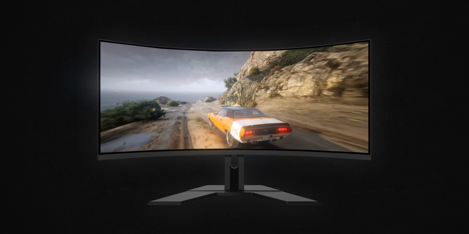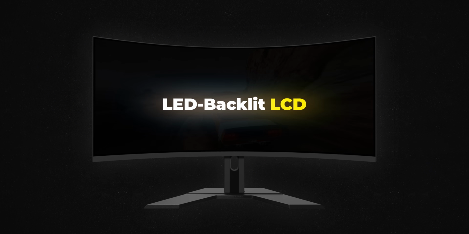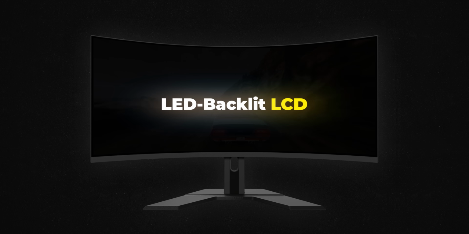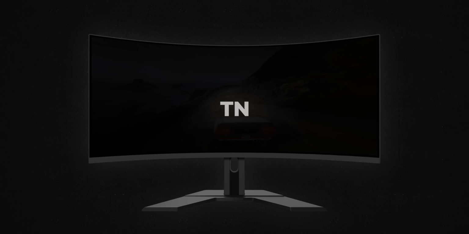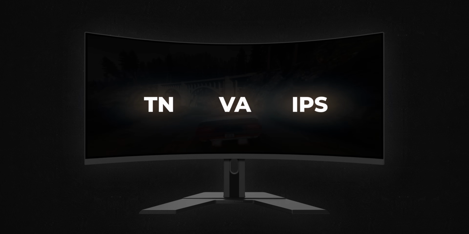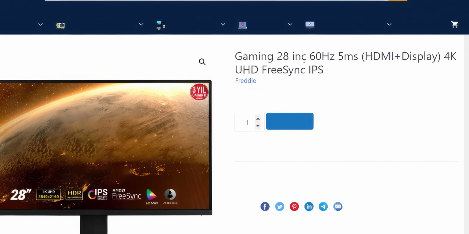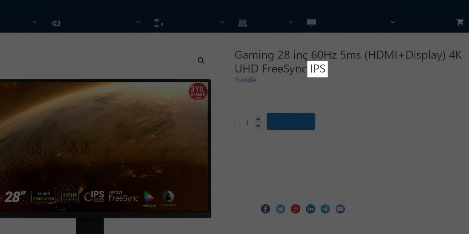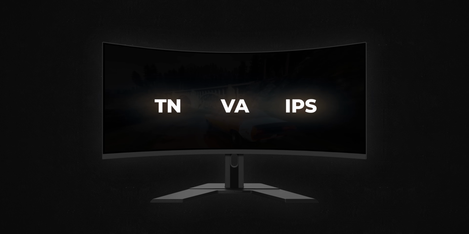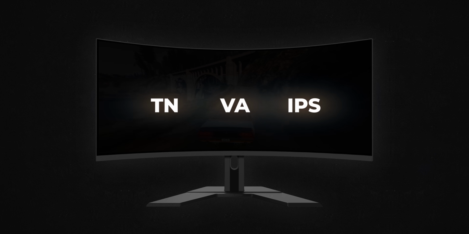Firstly, let's look at the important terms related to monitors. Almost all monitors available in the market today use LED backlighting with LCD screens. There are three main panel types used in LCD screens: TN, VA, and IPS panels. You have probably heard these before. If you have looked at monitor models, you will generally find the panel type mentioned in the title or technical specifications. Each of these panels has different technologies and completely different display qualities. Each panel type has its strengths and weaknesses.